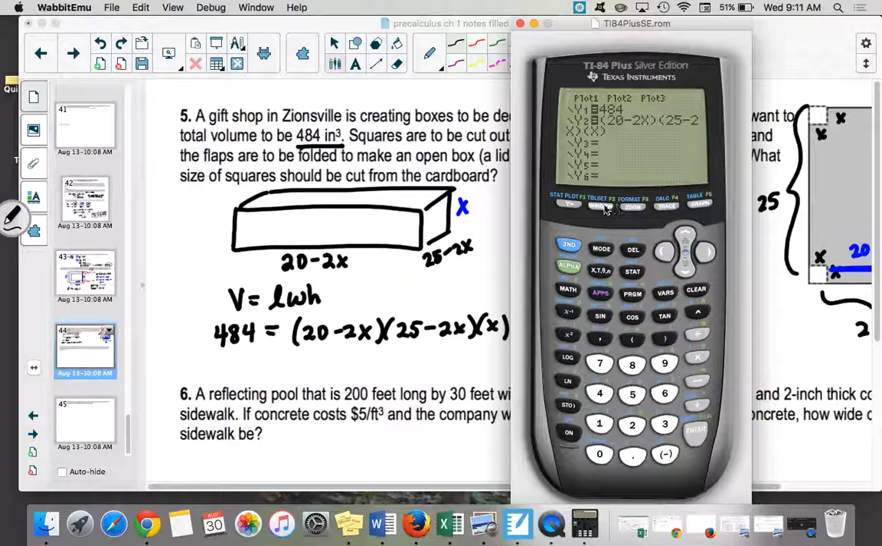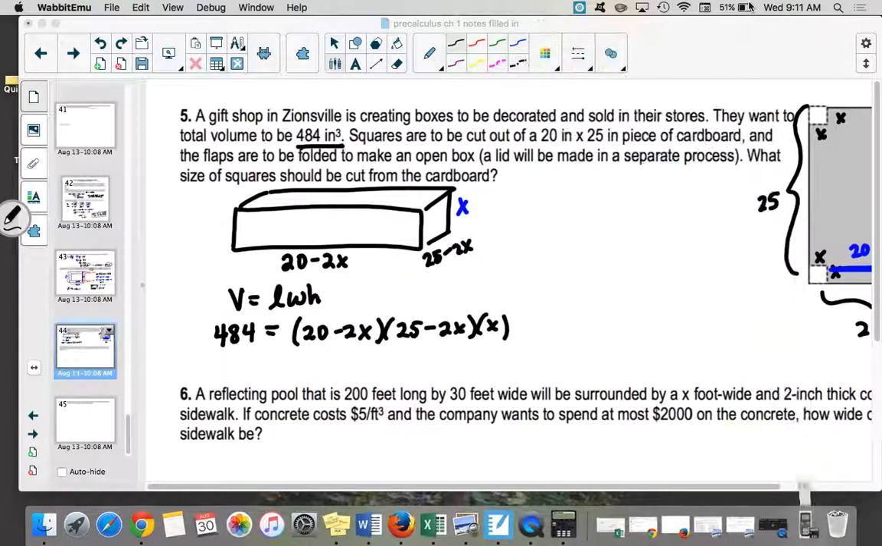Okay, and when we do our window, we definitely want it to go up past 484 because that's the second line. So we want to go up to like, let's say, 500. And the x values, if you think about the x values, what is x? It's the height of this box, right? Do we think it's going to be negative? No, it can't be negative. So we could start it at 0. And if you want to, you can go up to even 20. I think it's going to be smaller than 10 personally. What does it have to be smaller than? Looking at our picture.